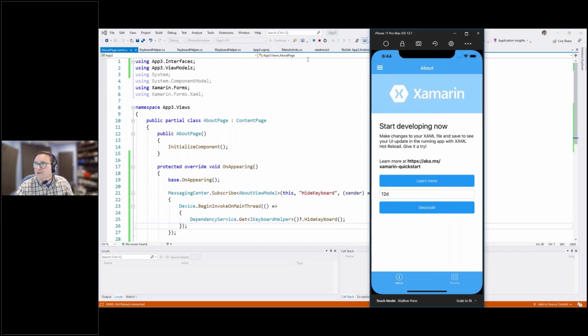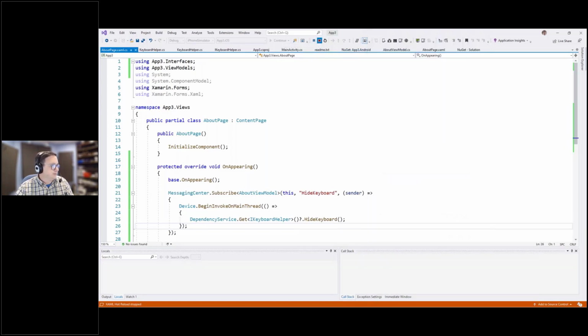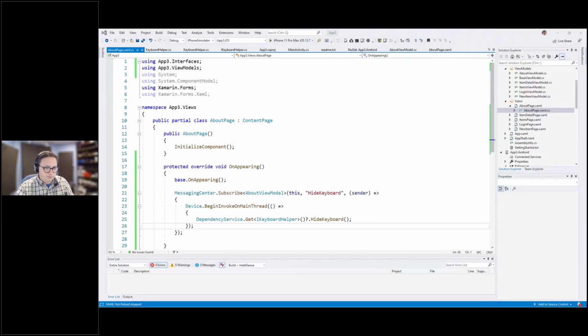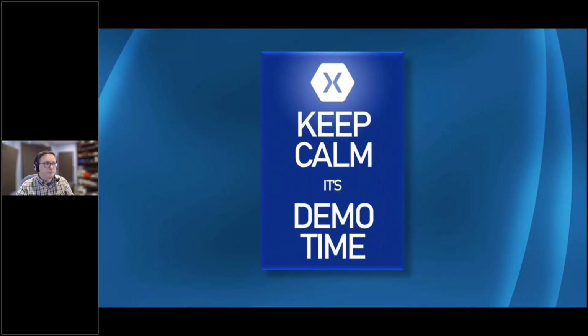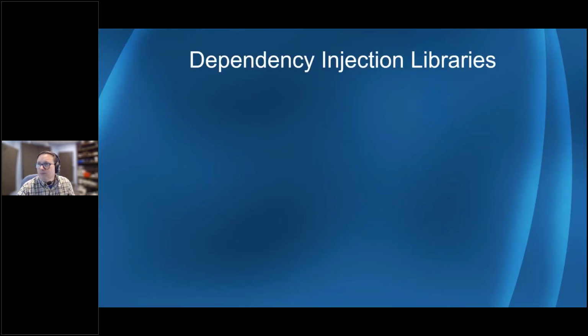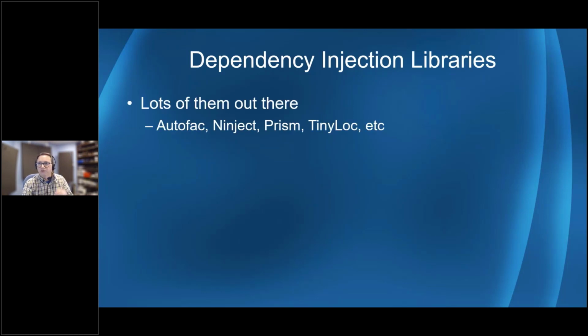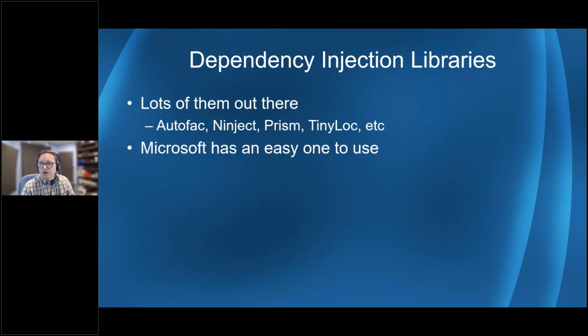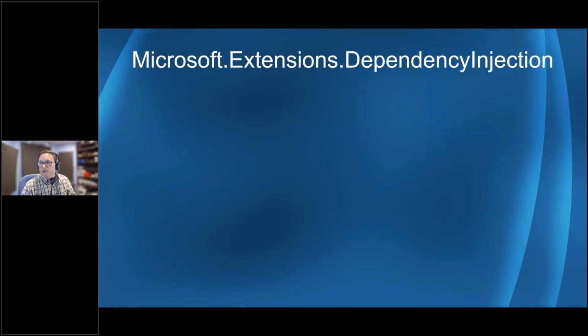Cool. So let's stop this. There are other dependency injection libraries. There are plenty of them out there. There's Autofac, Inject, Prism has one. There's TinyIoC, many of them out there. Microsoft has an easy one to use.